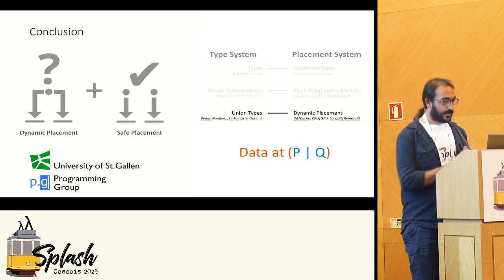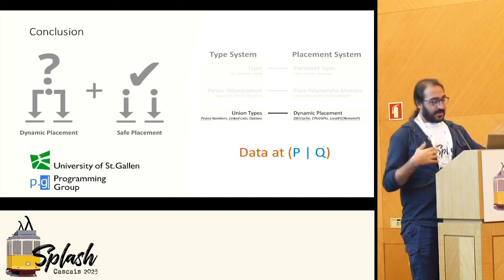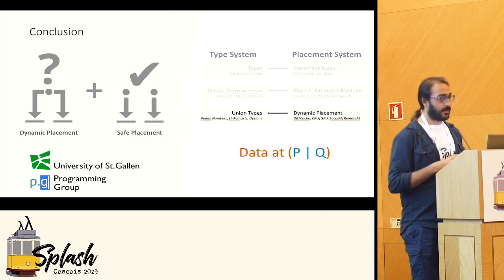All right. With that, in conclusion, the idea is that by taking ideas from type systems and applying them to placement systems, we are developing richer and richer placement systems that are able to express more things. If you have questions, please go ahead and ask them.